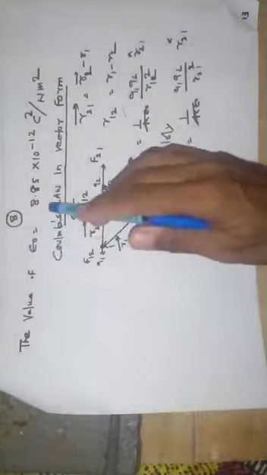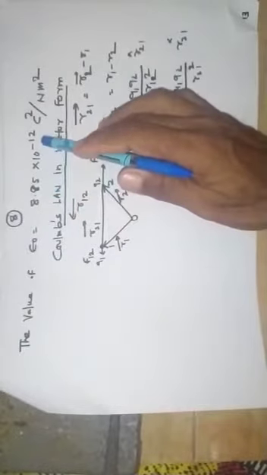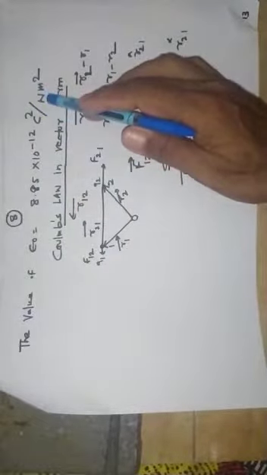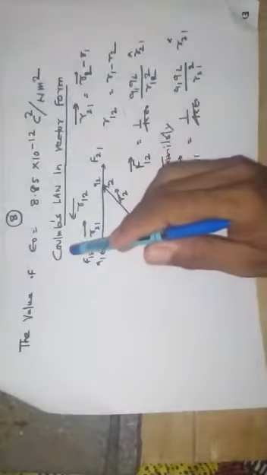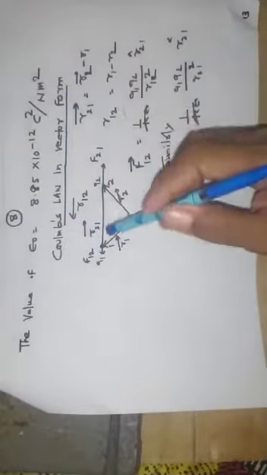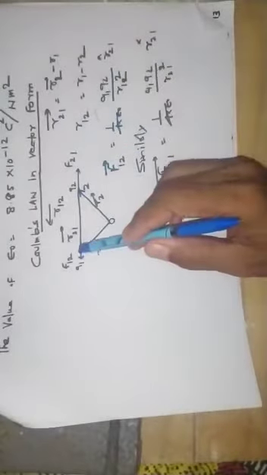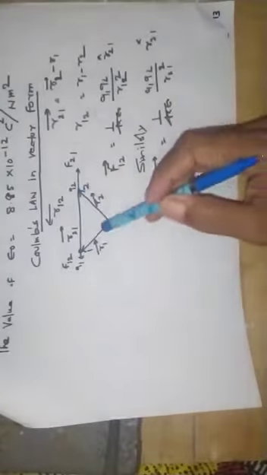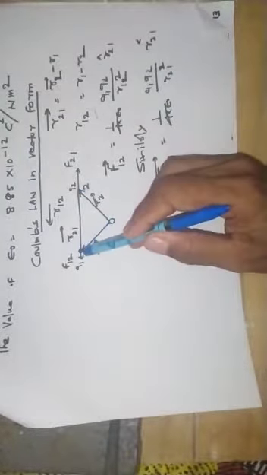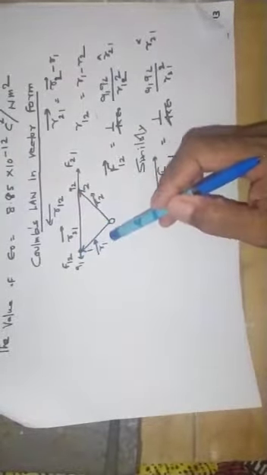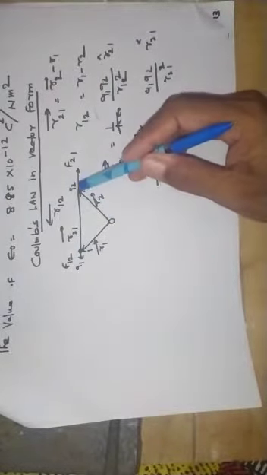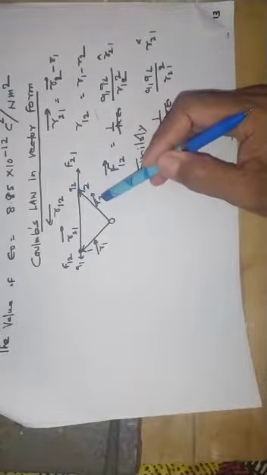The value of epsilon 0 is equal to 8.85 × 10 to the power minus 12 coulomb square per Newton meter square. Coulomb's law in vector form. If you write Coulomb's law in vector form, we take two charges Q1 and Q2. The position vector of Q1 is R1 and the position vector of Q2 is R2.